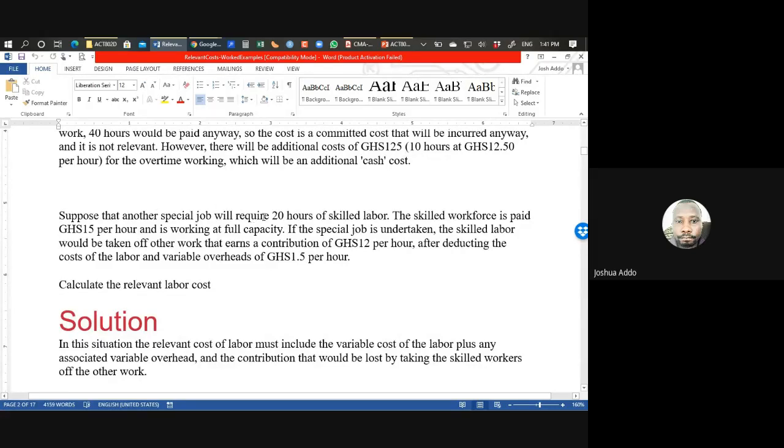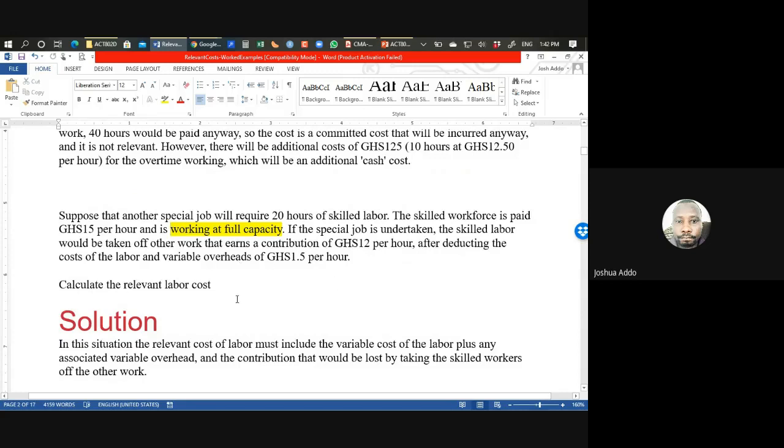Suppose that another special job will require 20 hours of skilled labor. The skilled workforce is paid 15 cedis per hour and is working at full capacity. If the special job is undertaken, the skilled labor will be taken off other work that earns a contribution of 12 cedis per hour after deducting the costs of the labor and variable overheads of 1.5 per hour. It's just telling you how the contribution of 12 was calculated.